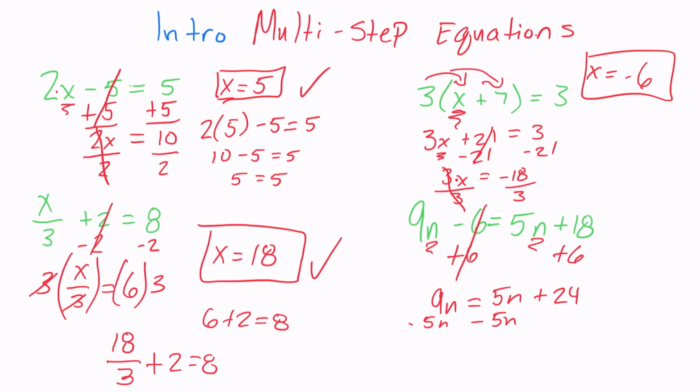9n and 5n can be combined because they're like terms, and I'll be left with 4n equals 24. Now obviously this isn't my absolute solution because n is still not by itself. In this case it's 4 times n, so I need to use the inverse of multiplication, which is division. I'm going to divide both sides by 4 because what I do to one side I must do to the other side of the equal sign. In doing so, our 4's cancel on the left. We're left with just n equals, and on the right, 24 divided by 4 will give me my solution of 6. And that is the introduction to multi-step equations.